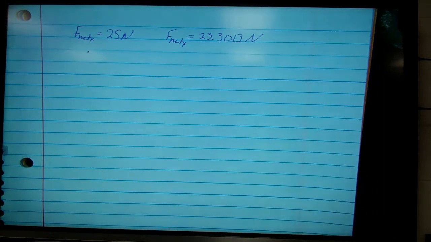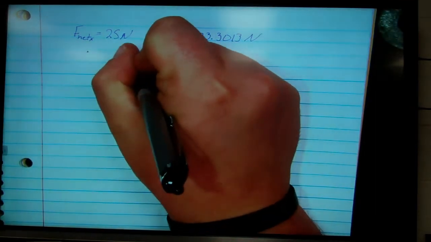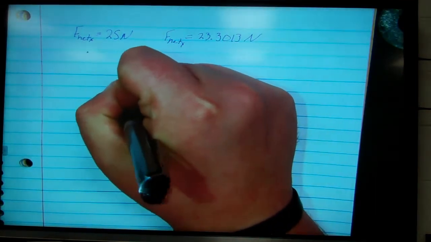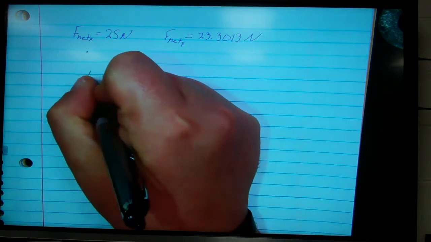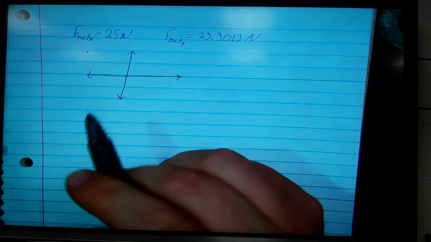So, we got these net components. Now, this is the thing that we're looking at. Let's put a Cartesian system up.